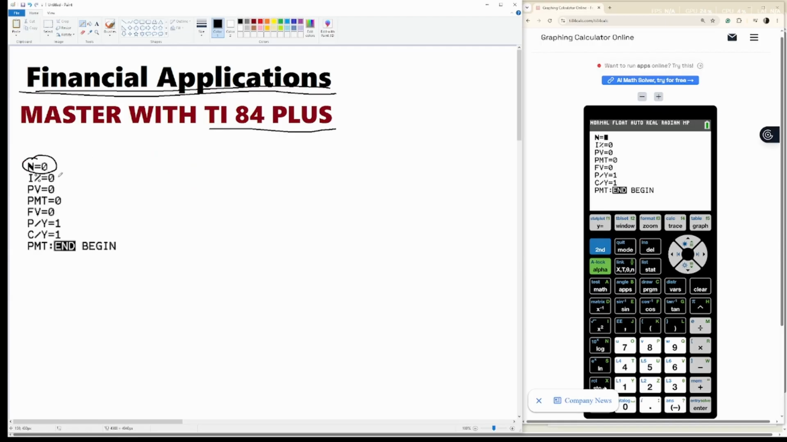Next, I percent. This is one of the easiest parts. It's just the interest rate, and it's usually given in your papers as well.